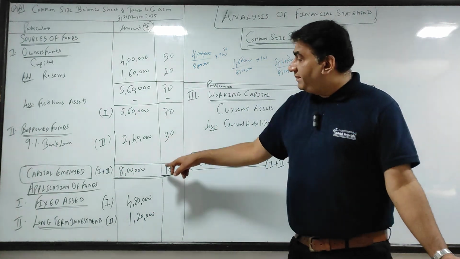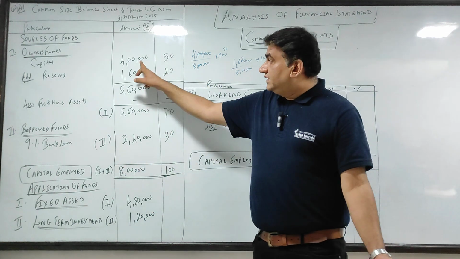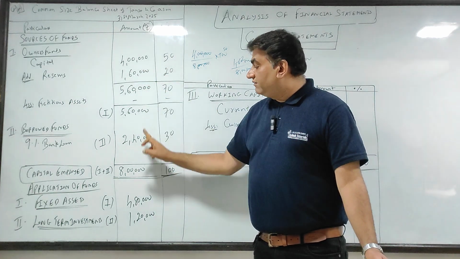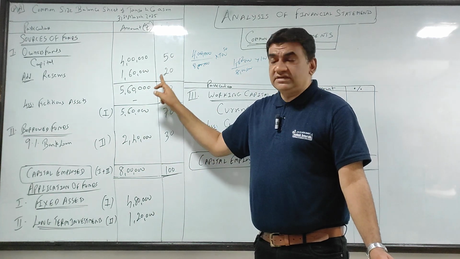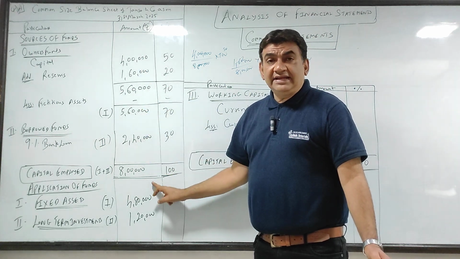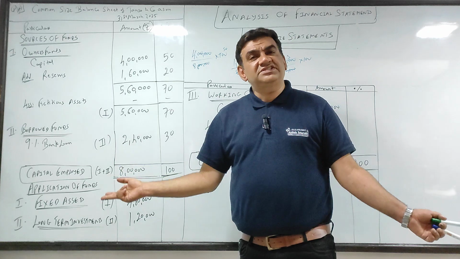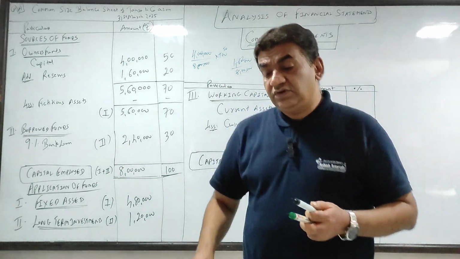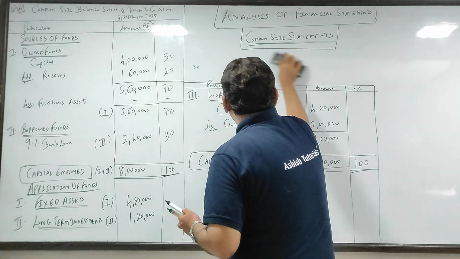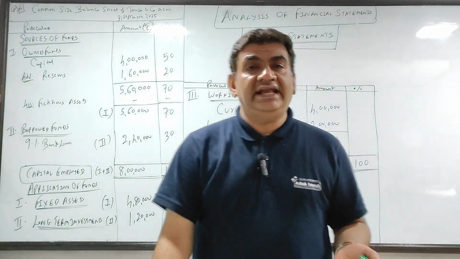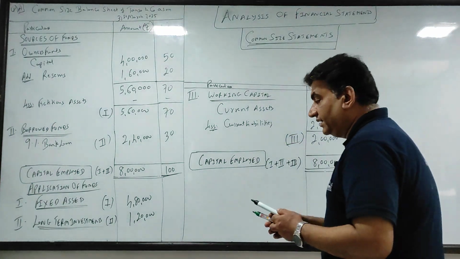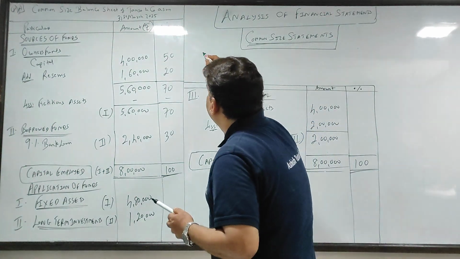Got it? So I'll repeat how you got this percentage. This divide by this into 100 gives you this. This divide by this into 100 gives you this. Each and every amount divide by 8 lakhs into 100. Write a percentage. Got it? Chalo. Exactly the same way we'll continue here. Now remember this is the balance sheet. So if my balance sheet total is 8 lakh, it should tally, so sources and applications both are 8 lakh.